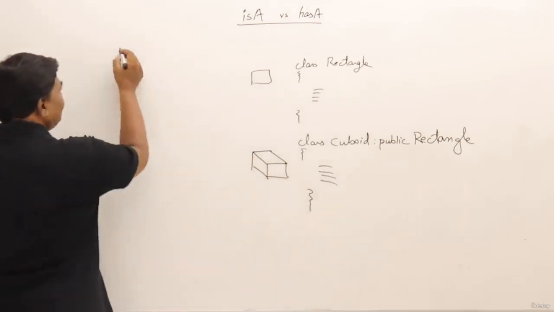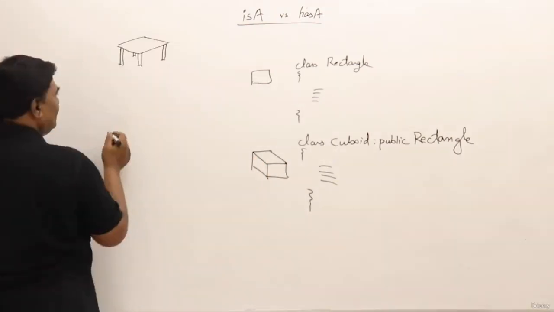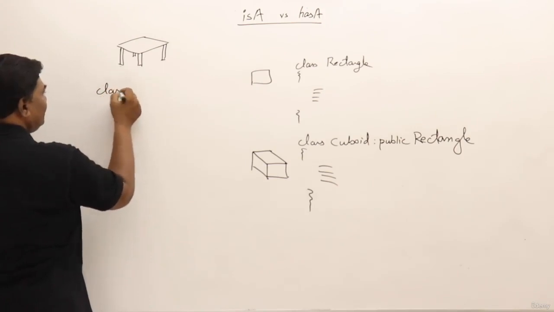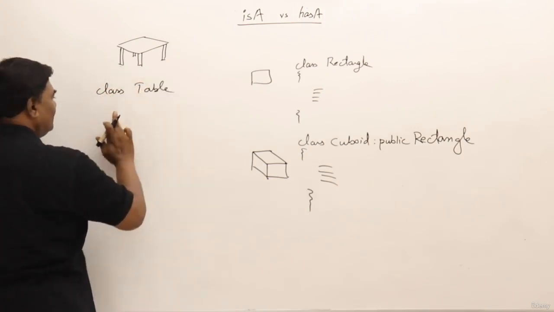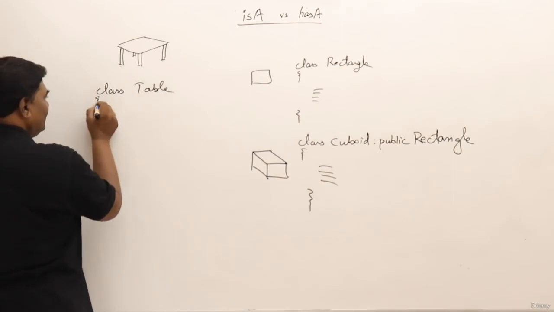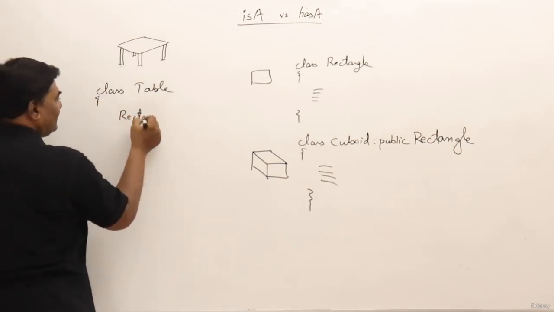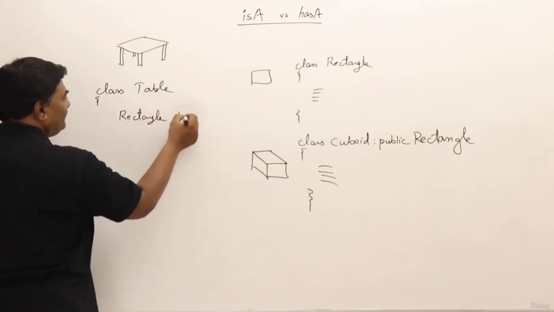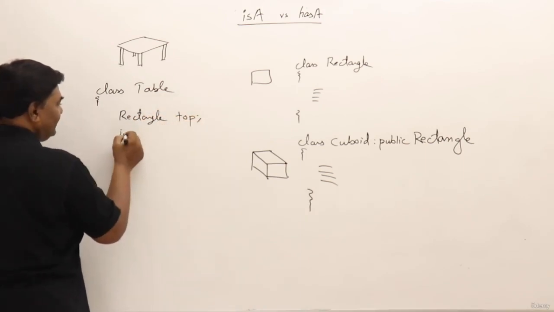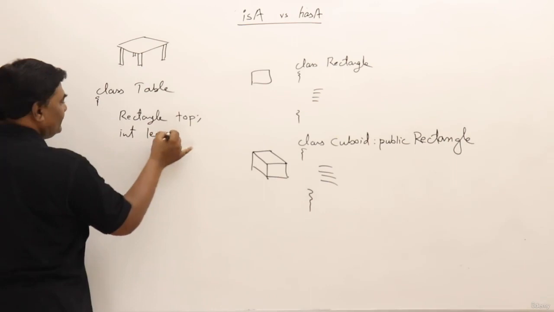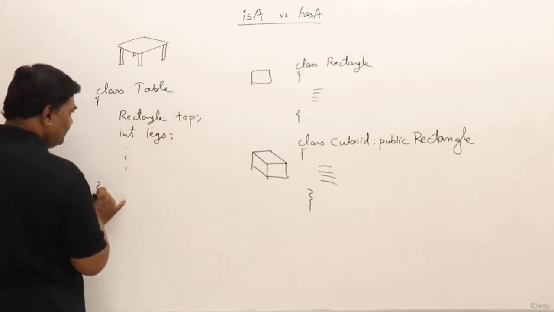Now we'll write one more class. Let us see, this is a table. Now class table is not inheriting from anything, but this table class has a rectangle top and integer legs, suppose, and so on.